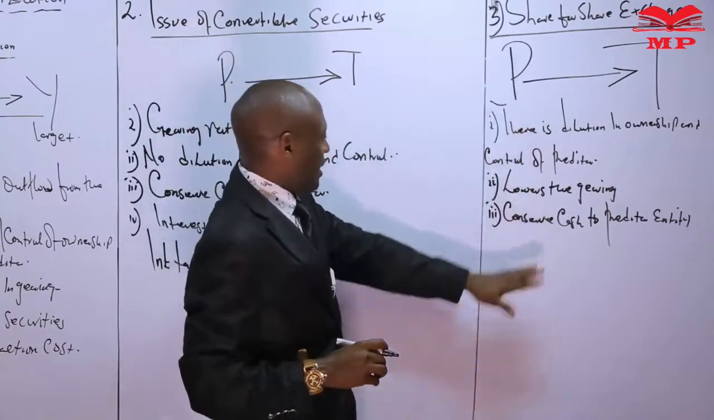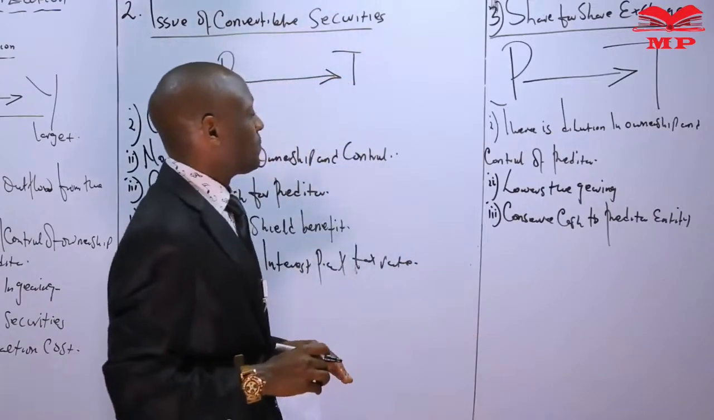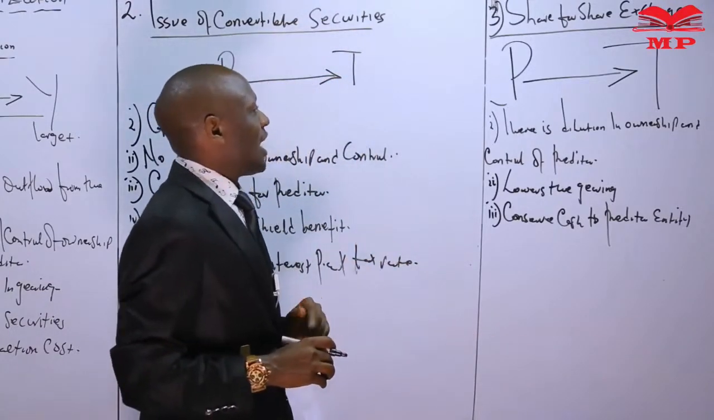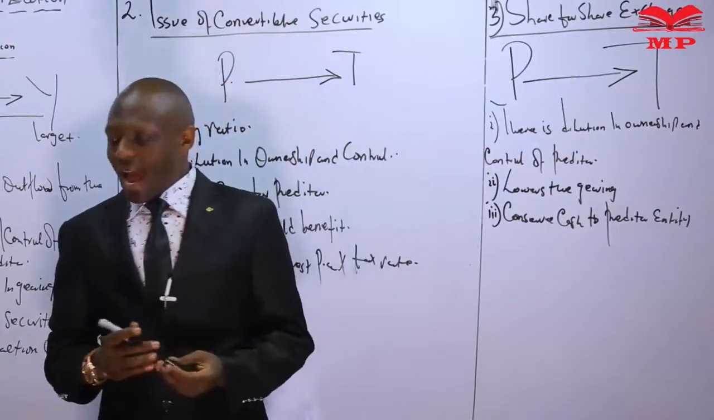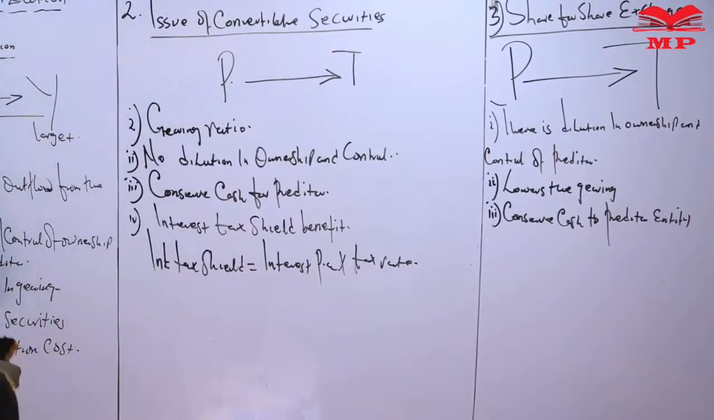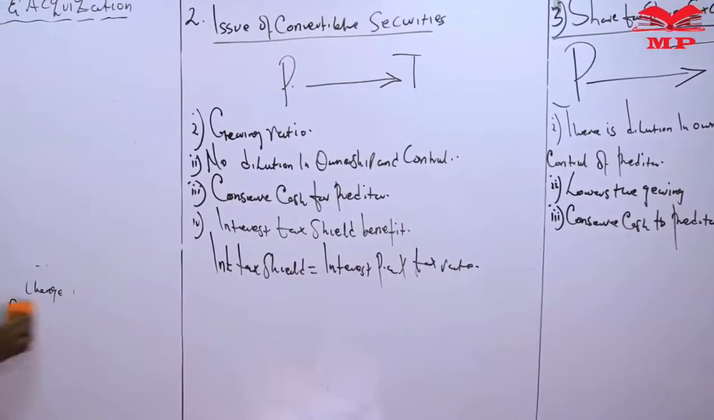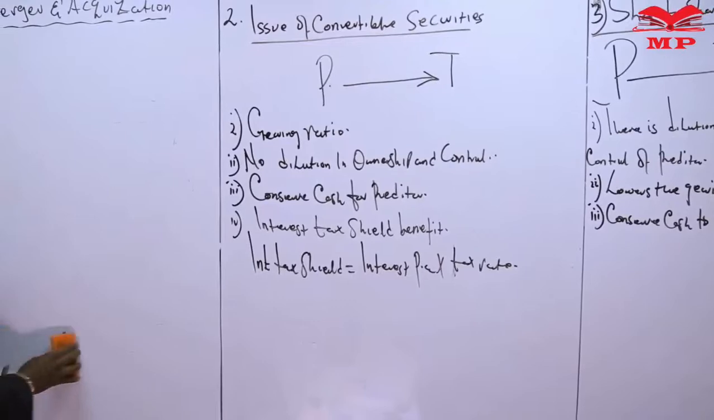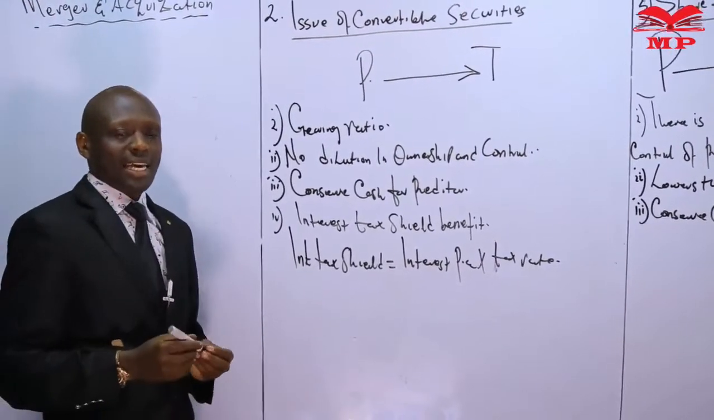Now, having understood this, there are some other aspects of merger and acquisition that we need to understand, especially when you talk of the share-for-share exchange. In any arrangement of merger and acquisition, there must be an agreement on exchange ratio. An exchange ratio is determined based on the market price per share for the shares in the predator entity and the shares in the target entity.